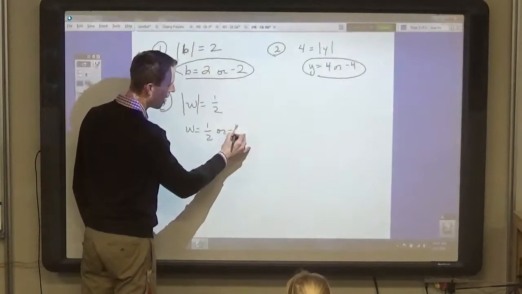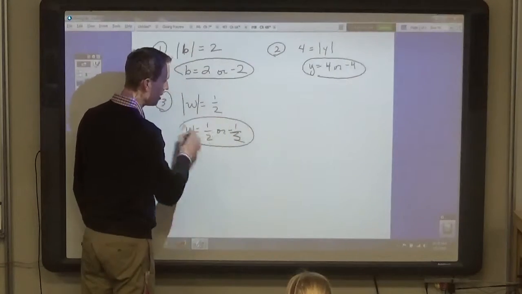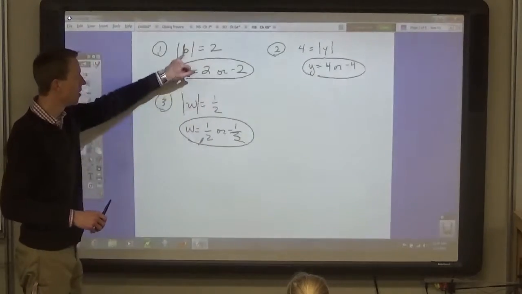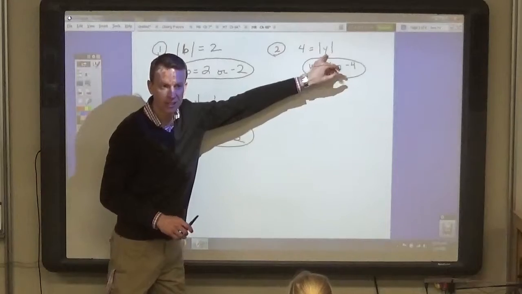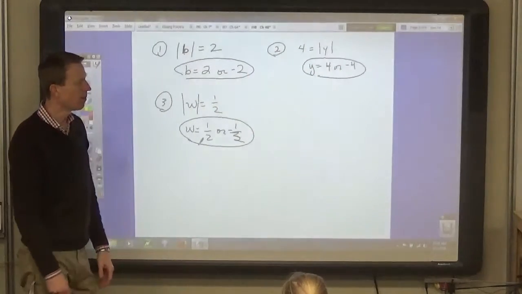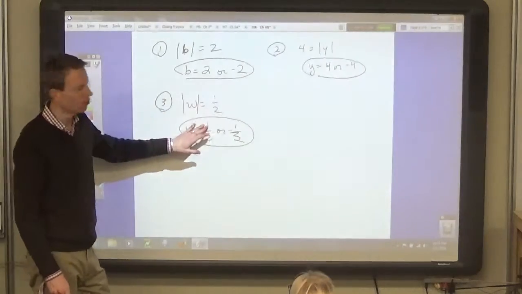Yep, so you get the pattern here, right? It is a pattern. Yep. Because the absolute value of the variable inside the absolute value bars can be positive or negative. Does everybody understand that? Okay, so write those down.